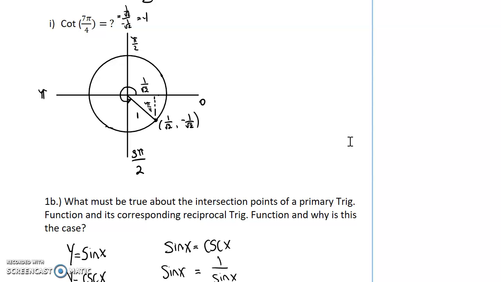The coordinates of the POI are 1 over √2 and -1 over √2. Cotangent of 7 pi over 4 will be the x-coordinate of the POI divided by the y-coordinate of the POI. This results in a value of -1 for cotangent of 7 pi over 4.